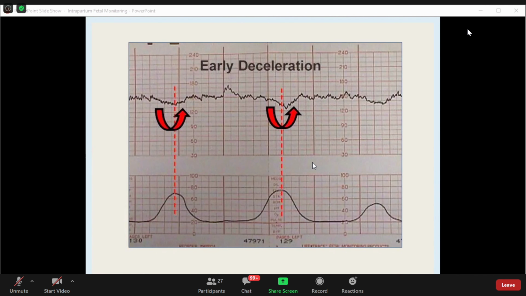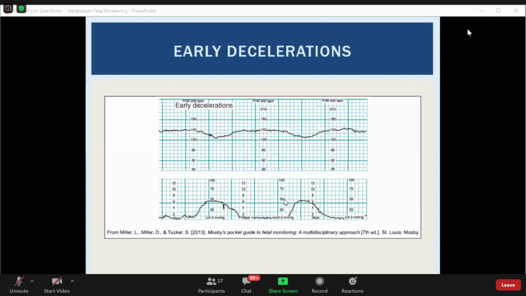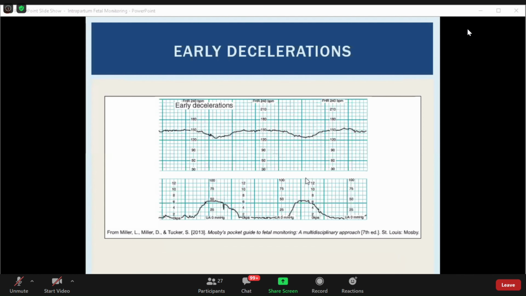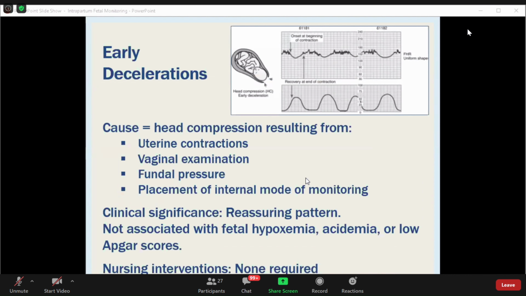Okay, so those are our early decelerations. So here's some more early decelerations. Some are going to be more dramatic than others. So again, early decelerations are a reassuring pattern. Usually we will see them in relationship to a contraction. They might happen with a vaginal exam. On the other hand, you might have an acceleration. But basically, again, to be expected.